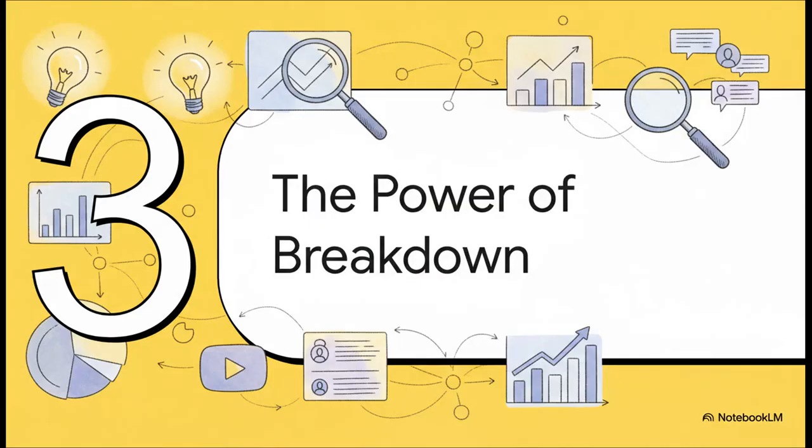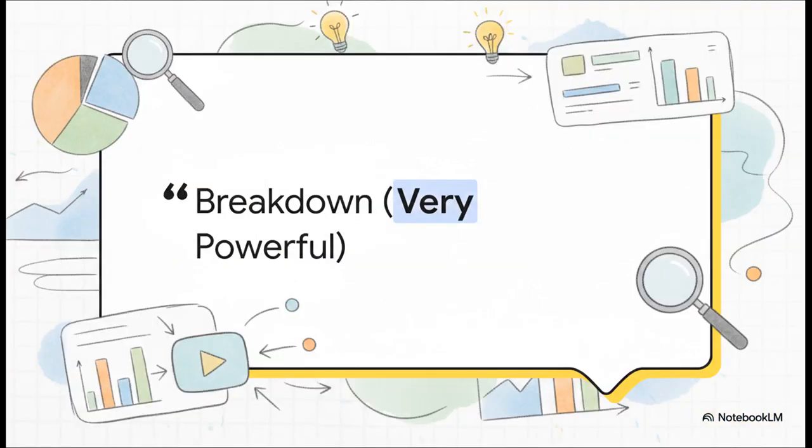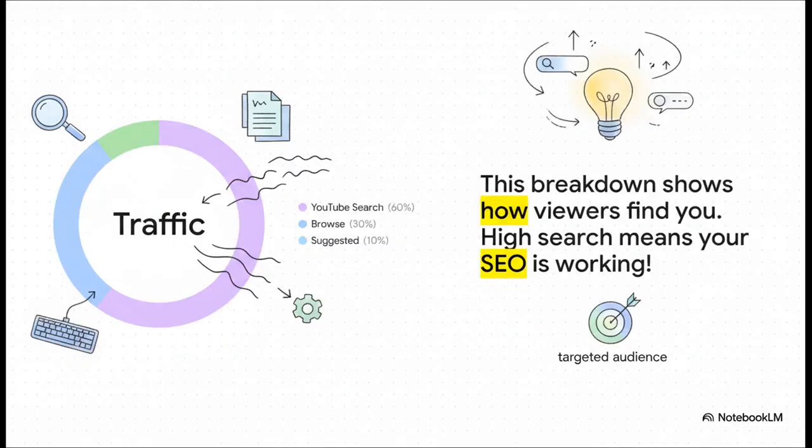Now, all of that is pretty powerful, but this next feature is where you're going to find the biggest insights. Honestly, this is a total game changer. And hey, don't just take my word for it. The source material we're working from literally calls this feature very powerful. And once you see what it does, you'll totally get why. The traffic source breakdown tells you how people are finding you. If you see a chart like this, with a whopping 60% coming from YouTube search, that is a massive win. It means your titles, your descriptions, your keywords, your whole SEO game is on point.